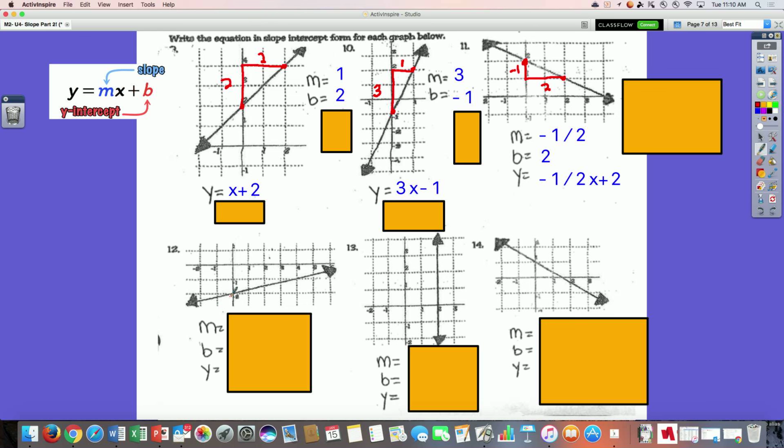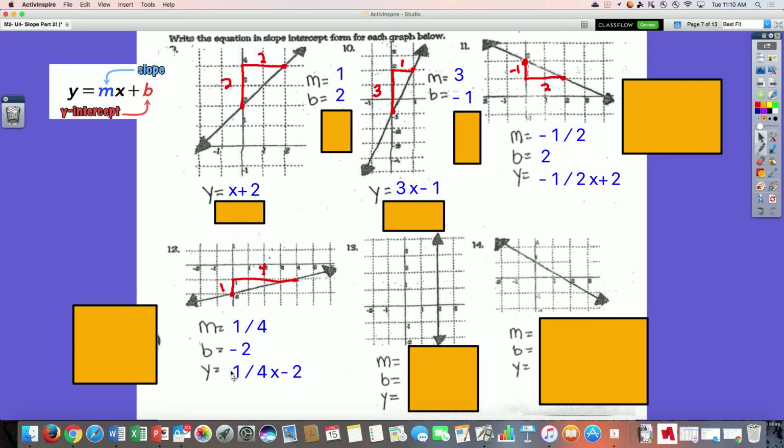Here we go. Pick a point. Rise up. Run to the door. 1/4. Takes 4 units. 1, 2, 3, 4. Make sure you're being accurate. So my slope is 1/4. Where does it cross the y-axis? Right there. So that's -2. My formula is y equals 1/4 x minus 2.